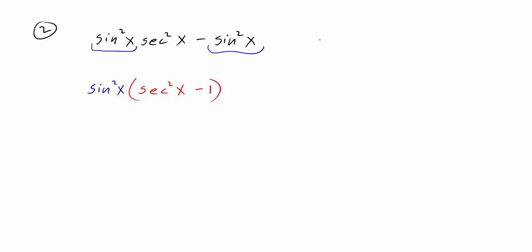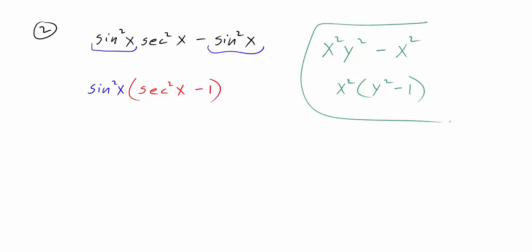And once again, if the trig functions are making this hard to see, think of this in place of sine squared, we could call it x squared, and secant squared, we could call that y squared minus sine squared, so that would be x squared. So if you think of x squared times y squared minus x squared, we have an x squared in common, so if we factor that out, we get y squared minus 1. So this is just a technique you might want to use to help you factor the trig functions.